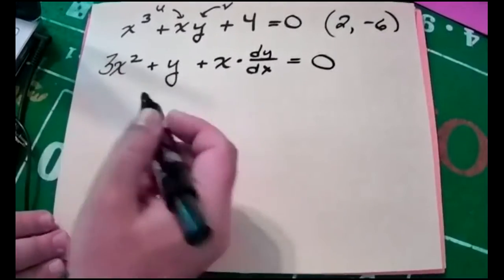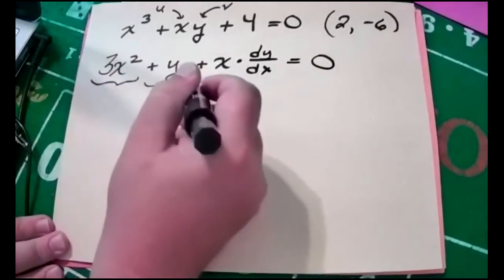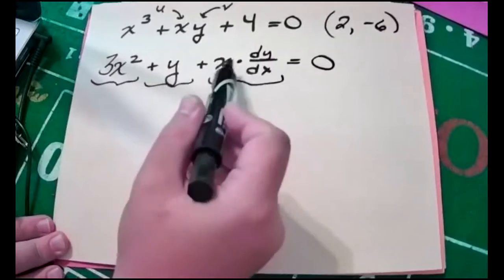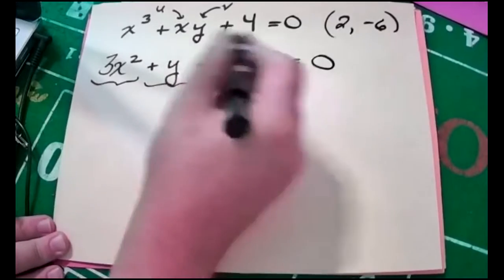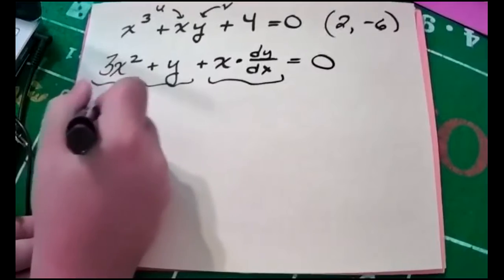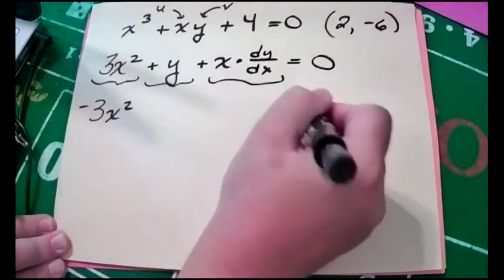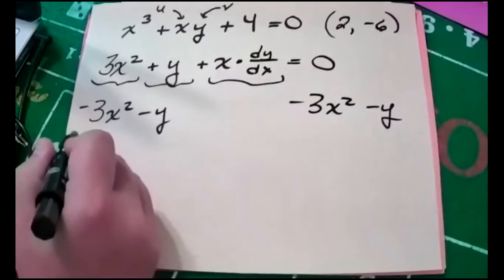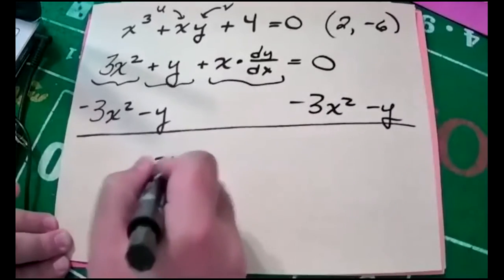So how many terms do we have here? We have 1, 2, 3. Even though this may look like 2 terms, there's a multiplier here. This is all one big term. So we cannot subtract x. We can only subtract these things. You could do them all at once if you want. And then you get this.